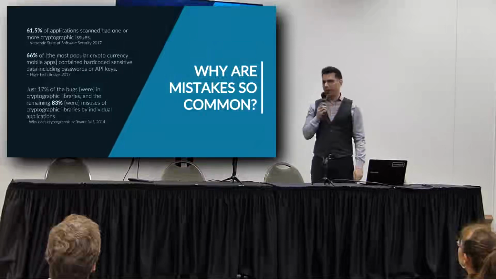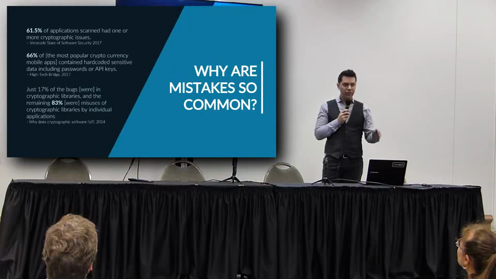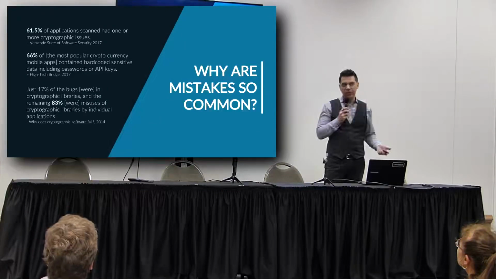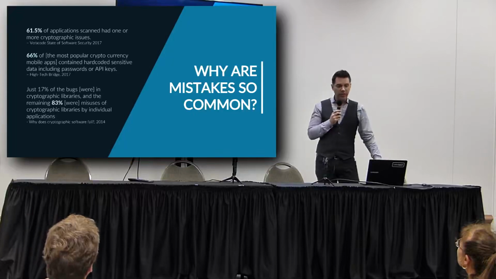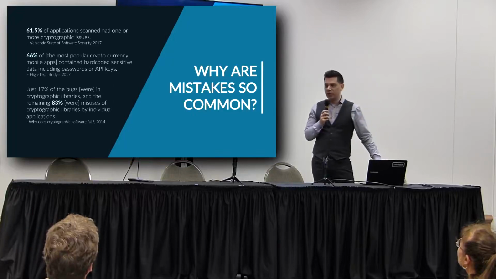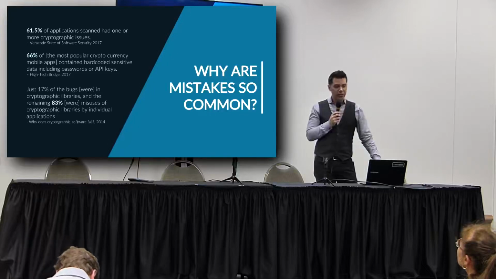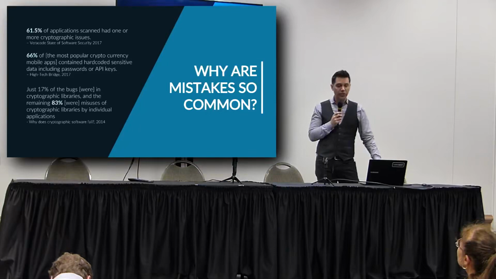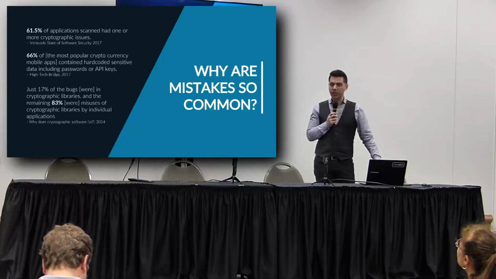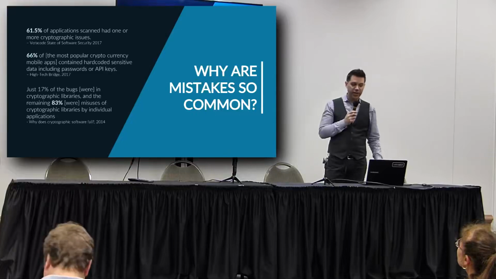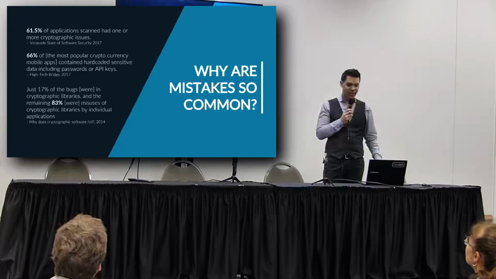So why are mistakes so common? Three different metrics here from different studies just to back up the statement that cryptographic issues are a concern. 61.5% of applications scanned had one or more cryptographic issues. That's from Veracode's report last year, but they scan a lot of code, obviously. 66% of the most popular cryptocurrency mobile apps. There was a study that looked at cryptocurrency mobile apps, and 66% of those contained hard-coded sensitive data, including passwords or API keys. I mean, that's really unfortunate.